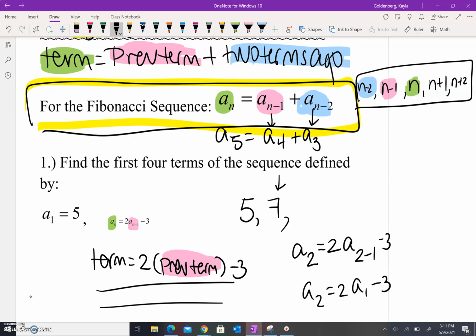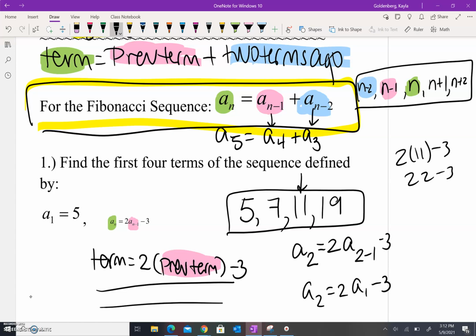So doubling this number of 7 gives me 14. 14 take away 3 is 11. Doubling this number is 22, and then we're going to take away 3, which will give us a 19. And those are the first 4 terms that we have figured out. So that's all they asked us to find. The big ideas here are the notation and how we read previous term and 2 terms ago. So current term, previous term, 2 terms ago, next term, 2 terms later.